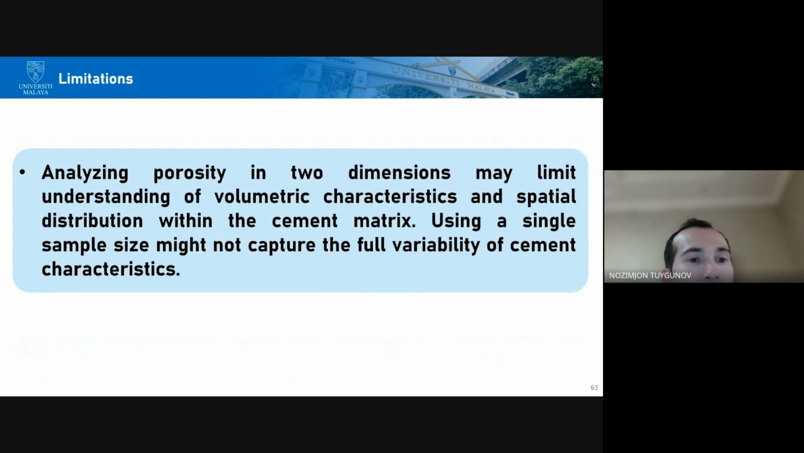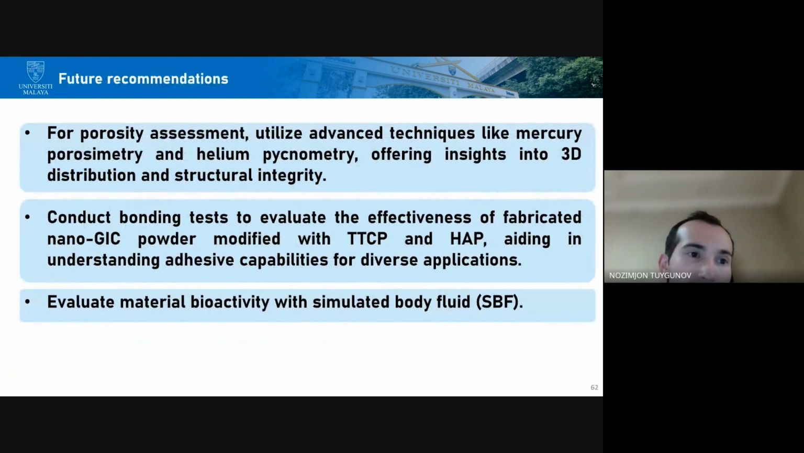Well, here are the limitations. Analyzing porosity in 2 dimensions may limit understanding of volumetric characteristics and spatial distribution within the cement matrix. Using a single sample size might not capture the full variability of the cement's characteristics.